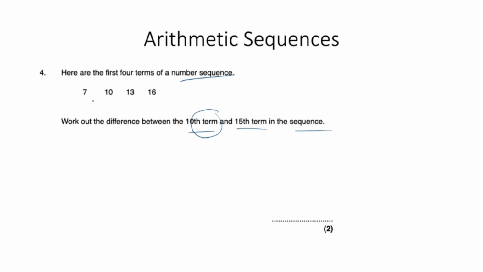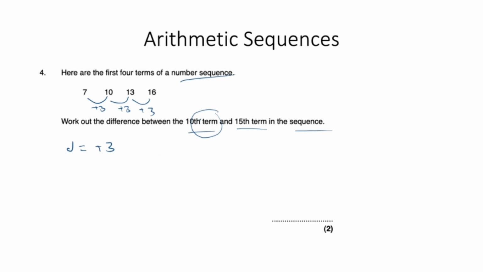Okay, so first of all, you have to find if there's a common difference. The question doesn't tell you if it's an arithmetic sequence, so you're going to have to find it yourself. So you have 7, 10, 13, 16. Well, this is quite easy to spot. So plus 3, plus 3, plus 3. So the common difference is plus 3.